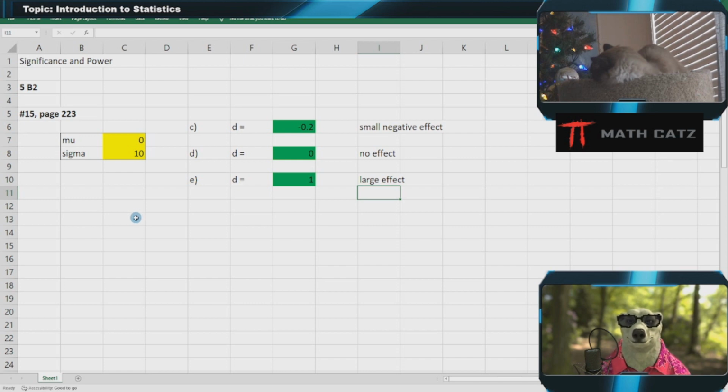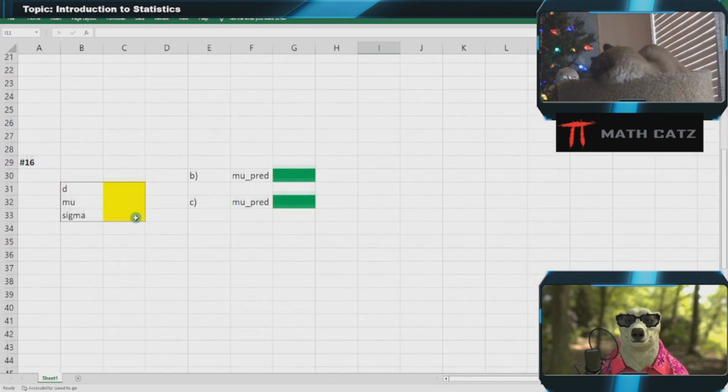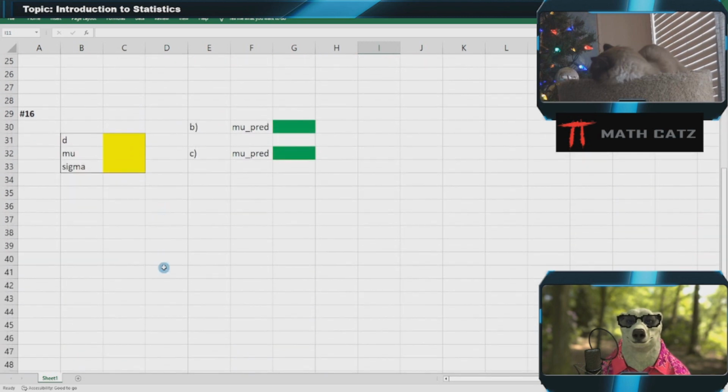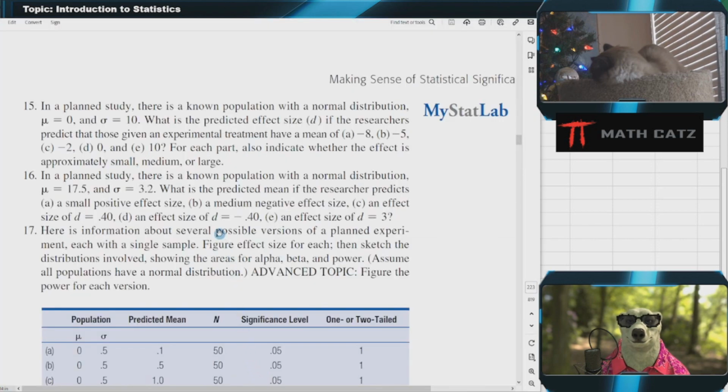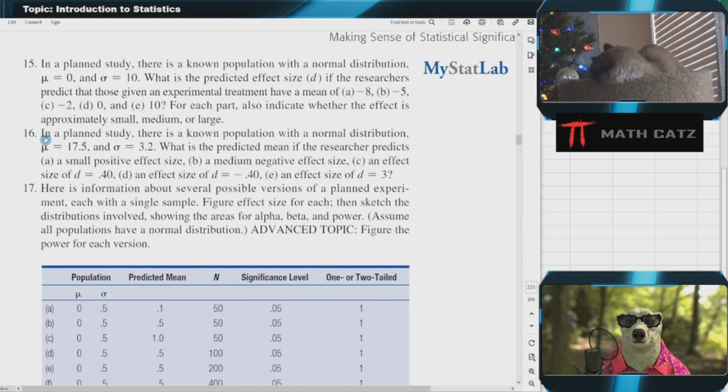All right, so a little practice question there on effect size. Then we'll move on to number 16 in that same chapter. Let's look at number 16 where we will do B and C. Let's read 16. In a planned study, there is a known population with a normal distribution. This time mu is 17.5, sigma is 3.2. Decimal points matter.